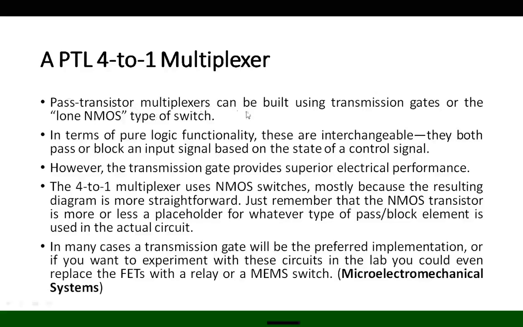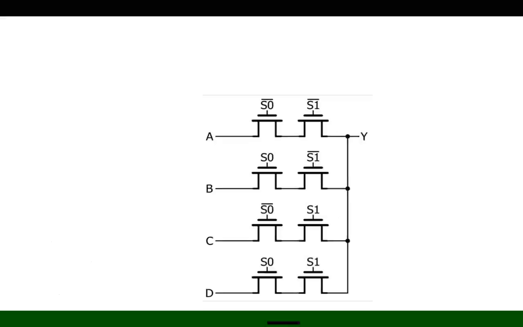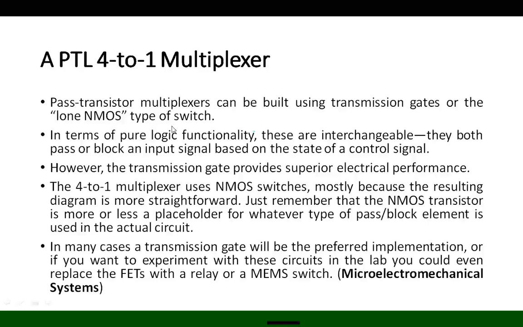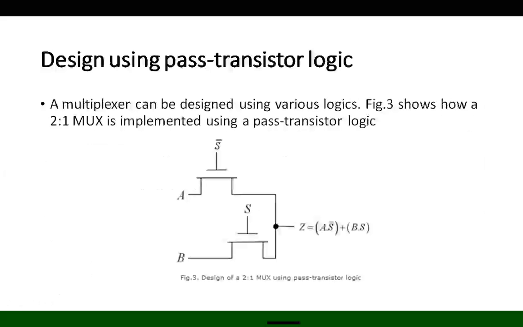Pass transistor multiplexers can be built using transmission gates or lone NMOS type of switch. The reason why I have kept it here as lone NMOS is because this can be built only using NMOS. That's the meaning of it. In terms of pure logic functionality, these are interchangeable. They both pass or block an input signal based on the state of the control signal. Just like how we have seen previously, this becomes our control signal, S and S bar.